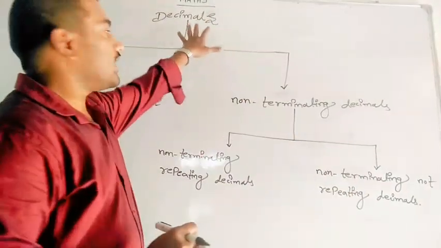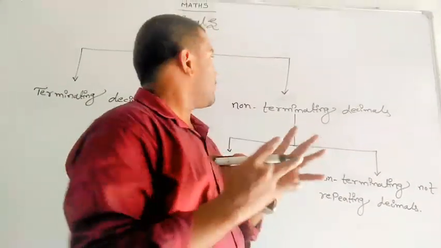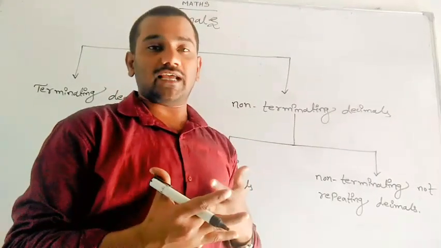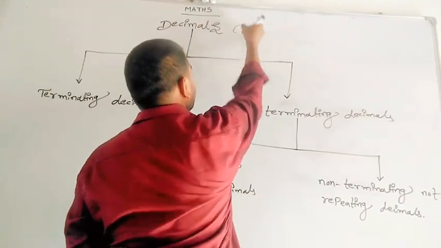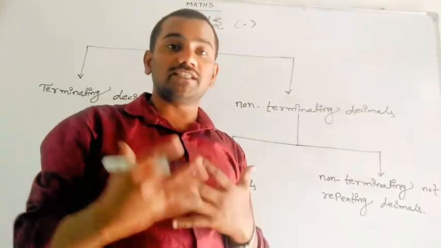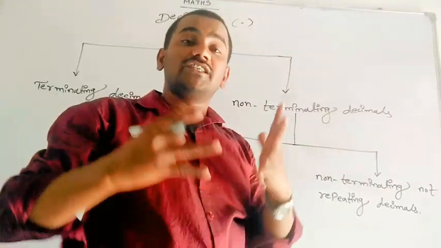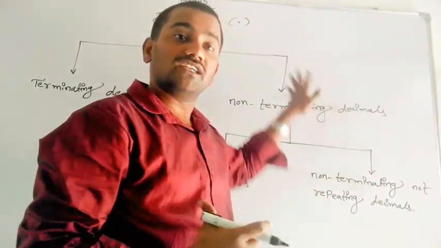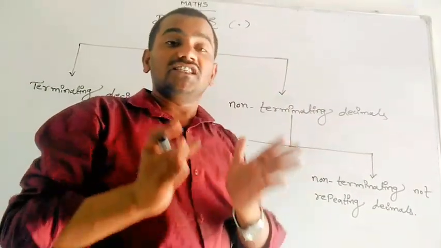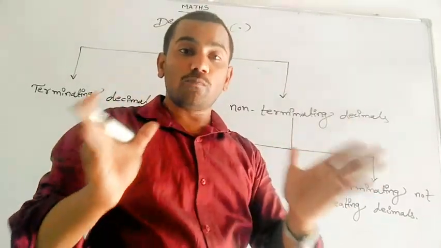Decimals. Actually, we know by which symbol we can denote decimals. The point is the symbol that denotes the decimal. So what is the use of this decimal? What can it do? This decimal will divide the number into two parts.